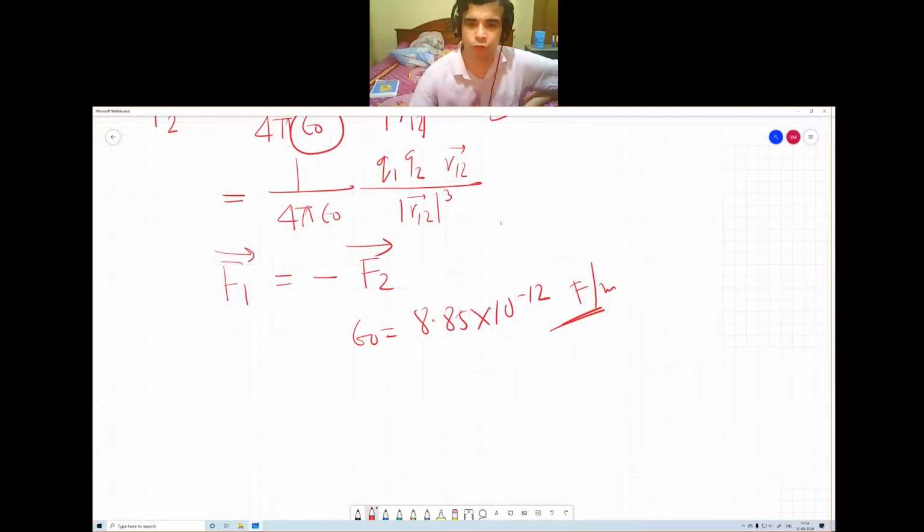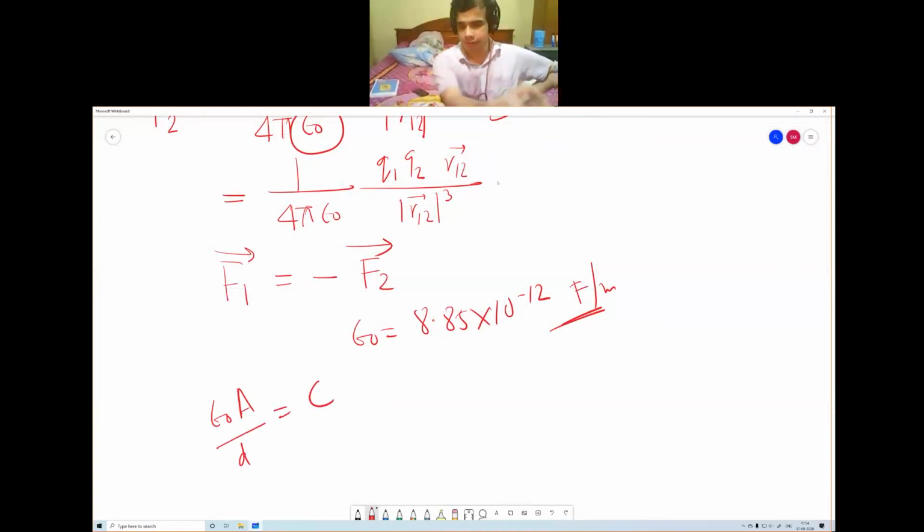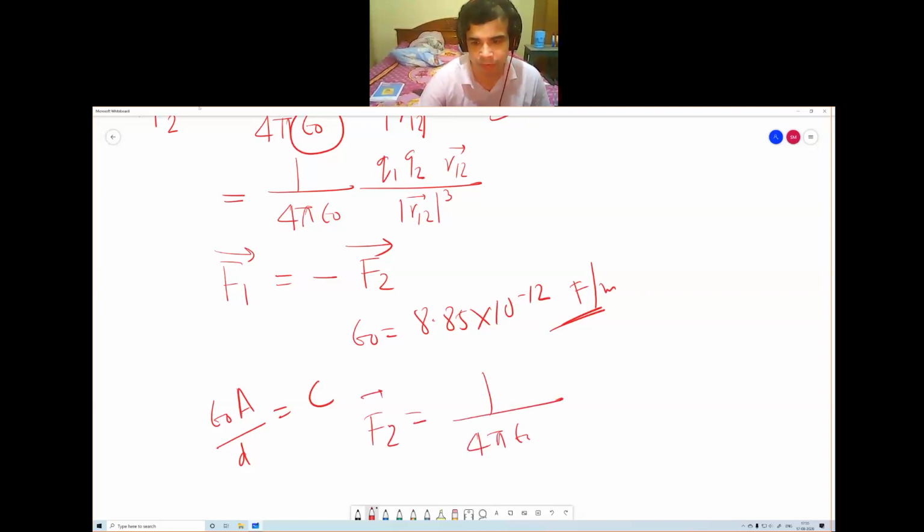How to find it: you know the expression for parallel plate capacitance, C equals epsilon naught A by d. C is in farads, A is meter square, d is meter, so epsilon naught is farad per meter. This is true when the charges are in vacuum. If they are in some dielectric medium, then we add something called a dielectric constant or relative permittivity.